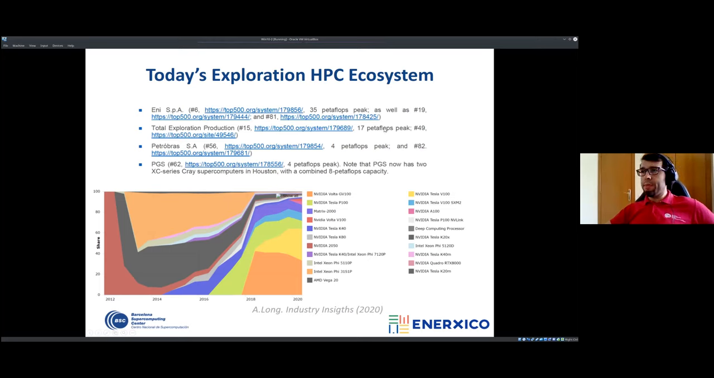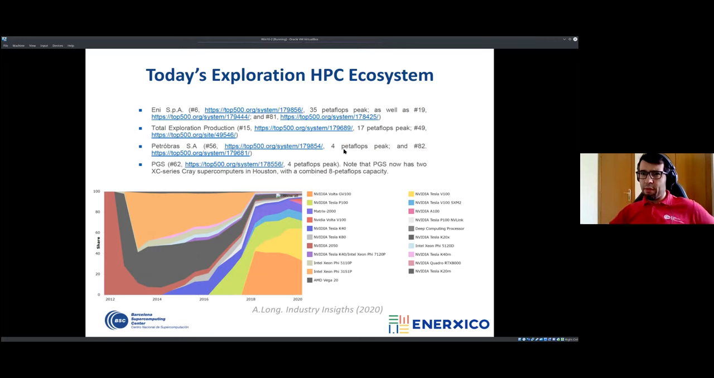Total also has 2 systems in the list. Petrobras has also 2 of them, and PGS has this one plus another, which is kind of a second system, although split into 2 parts. So all in all, about 10 supercomputers, which would qualify as one of the 100 fastest supercomputers, are used almost exclusively for producing images and inversions such as the ones that I described before.